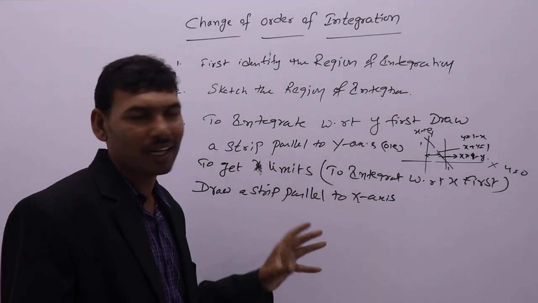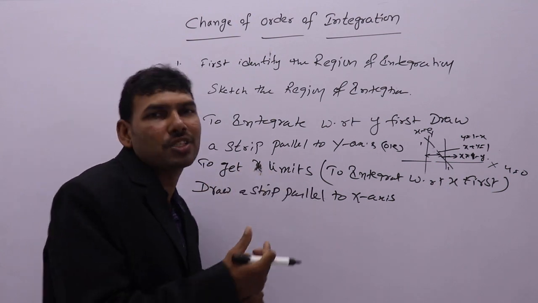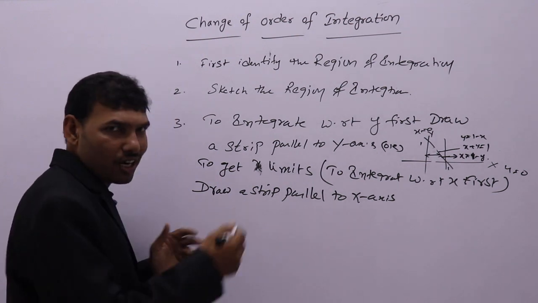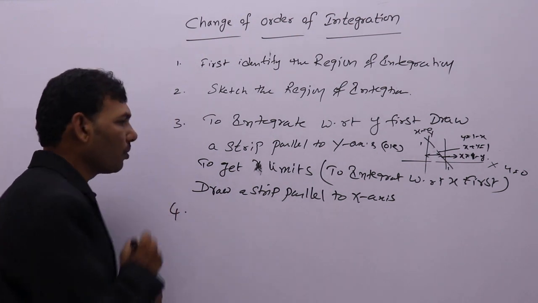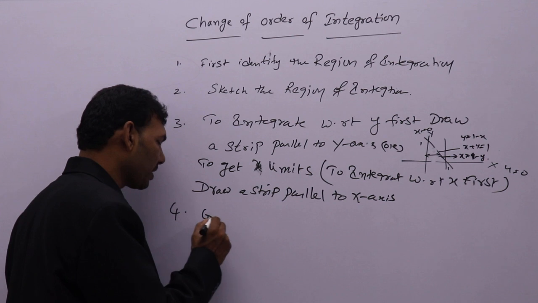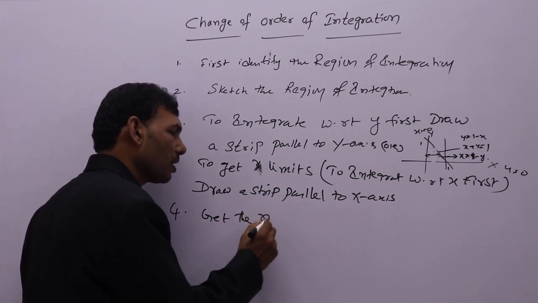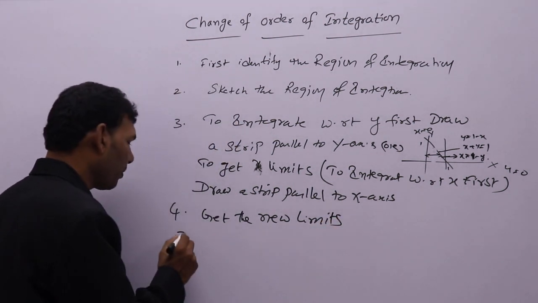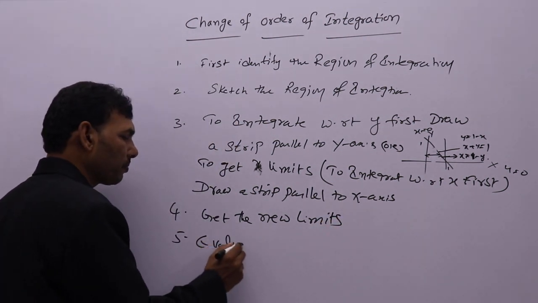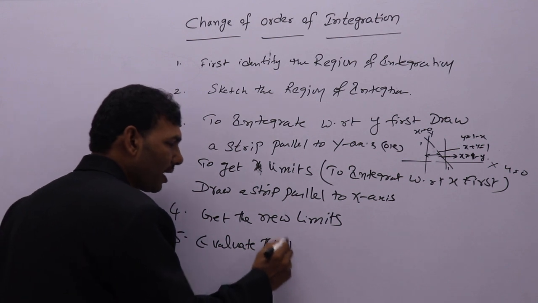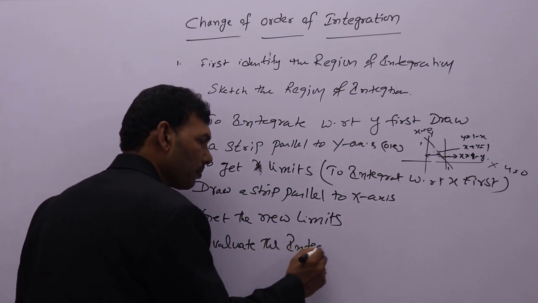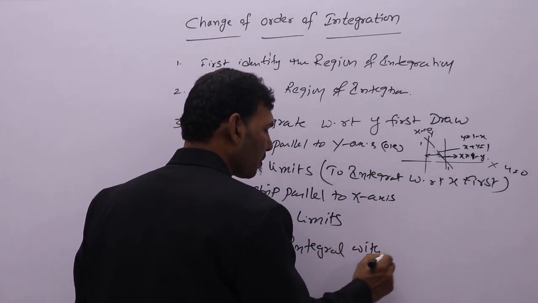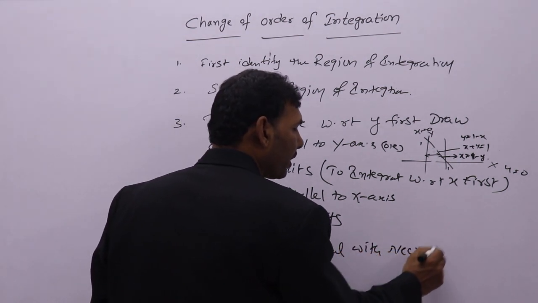I will draw the figure. I will take the strip. How that strip gives the limits we will discuss. This is the procedure. Now, to change the order of integration, get the new limits and evaluate the integral with the new order of integration.